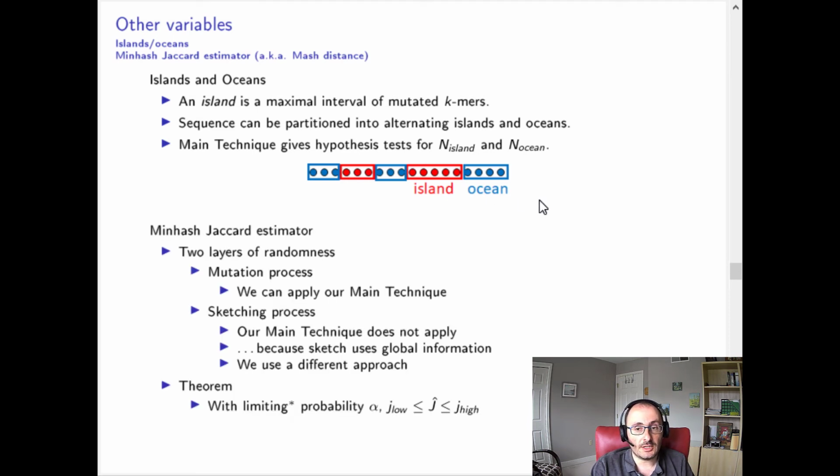Another variable is the min-hash-Jaccard estimator. And here it's a little bit more complicated because there are two layers of randomness. First is the mutation process, for which we can apply our main technique, but then there's the randomness due to the sketching process. And here the main technique doesn't work because sketching uses global information and therefore creates larger dependency neighborhoods. We use a different approach, which we won't be able to get into here, but we obtain a similar theorem and hypothesis test for the min-hash-Jaccard estimator.